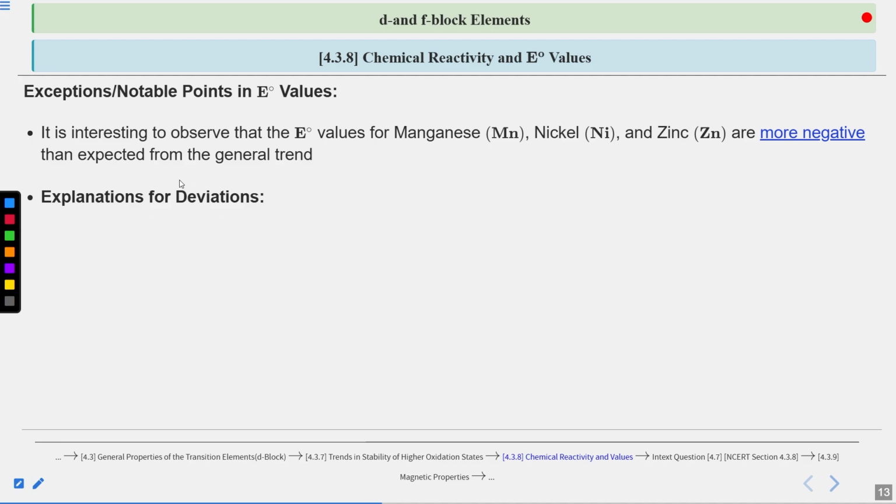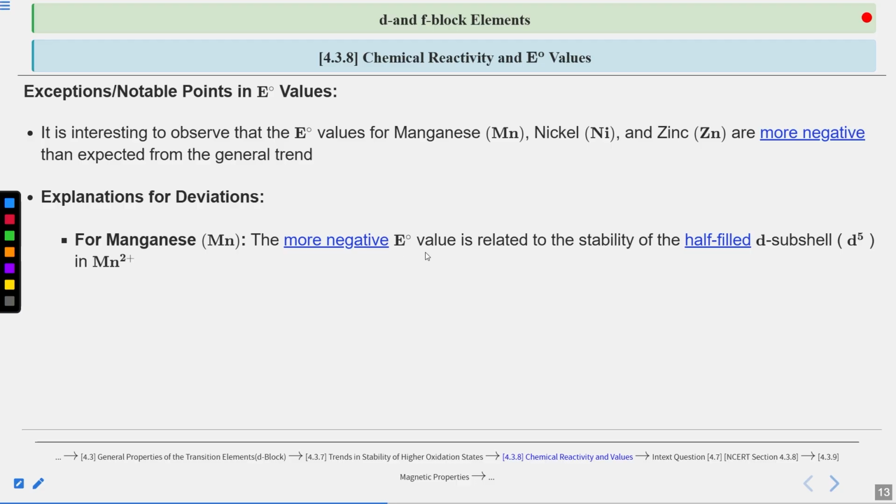Why is it so? The explanations for the deviation. For manganese, the more negative E0 value is related to the stability of half-filled d subshells. As I said before, manganese attains the half-filled d subshell stability in the +2 state. That's why it shows the more negative E0 value. It wants to convert to Mn2+ and attain the half-filled d subshell.